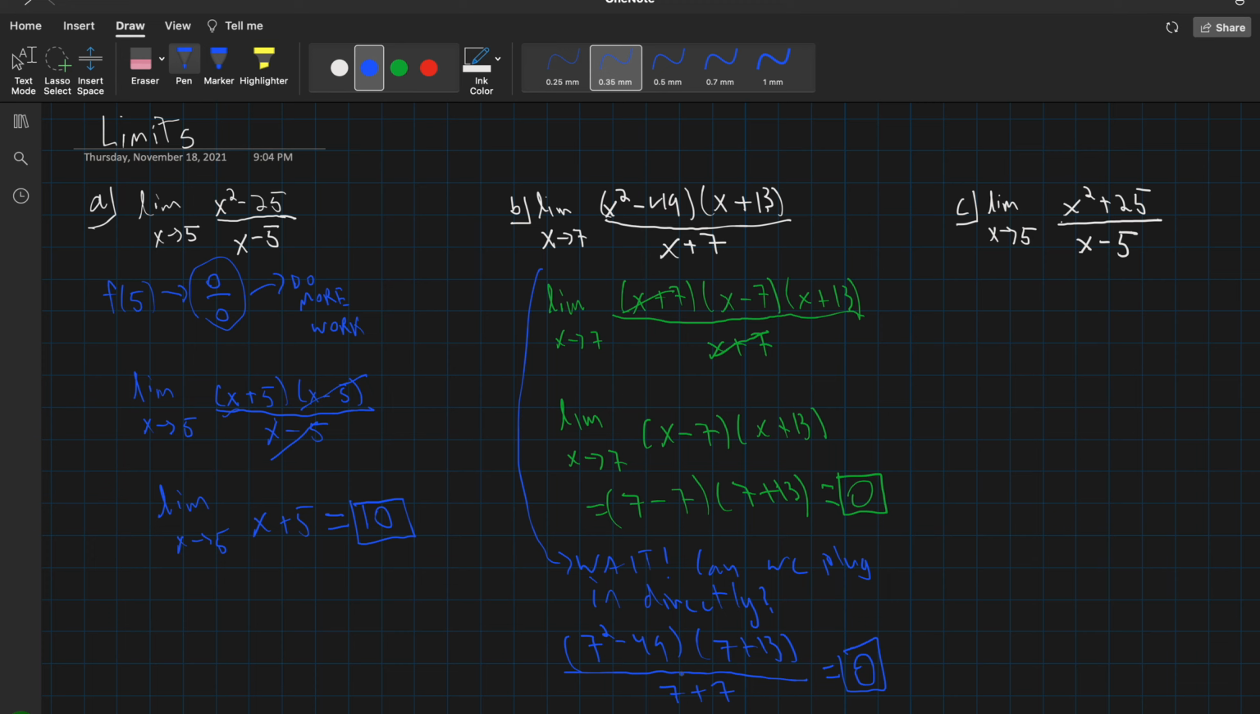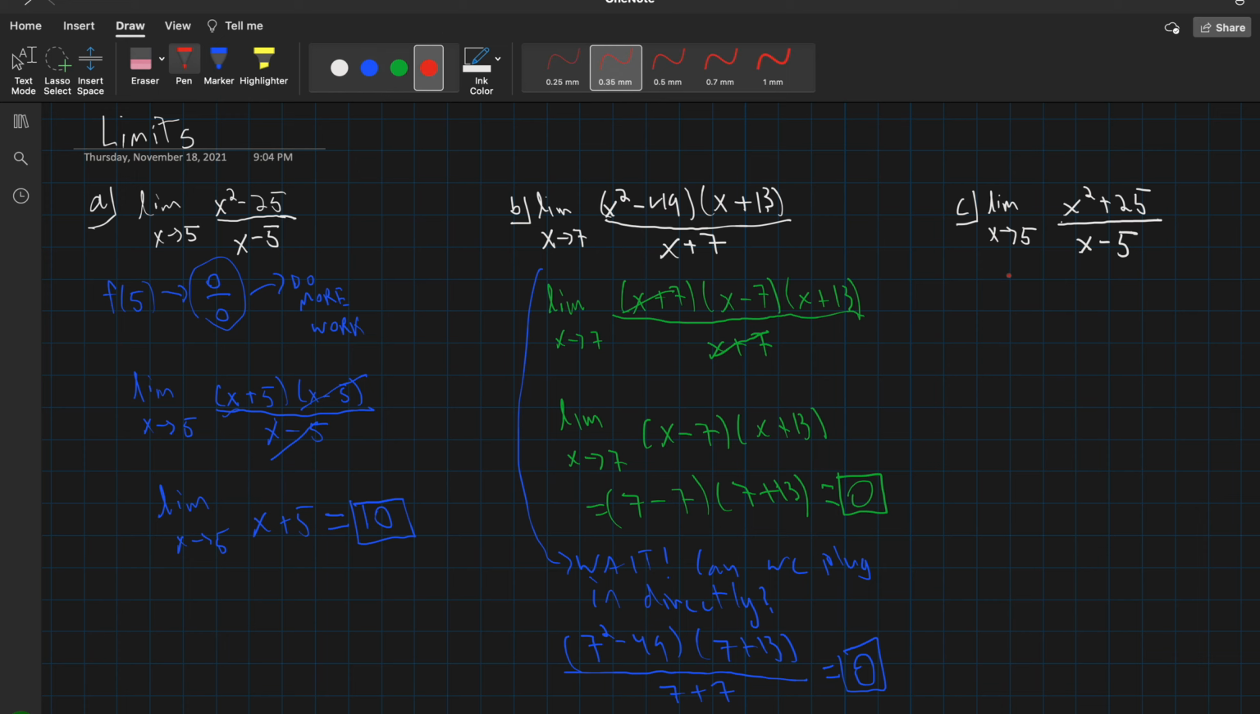So in general, I think a good strategy is it's fine to plug in for the value, but you need to be aware when you actually need to do more work, and this value isn't going to give you the limit directly. So now to our final example.